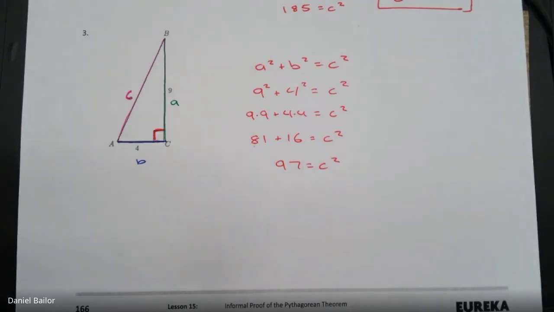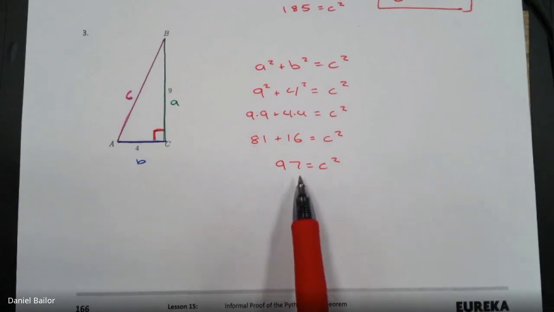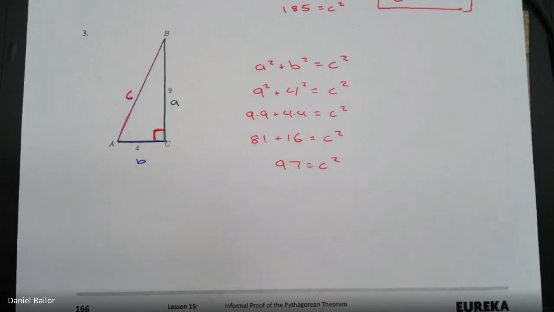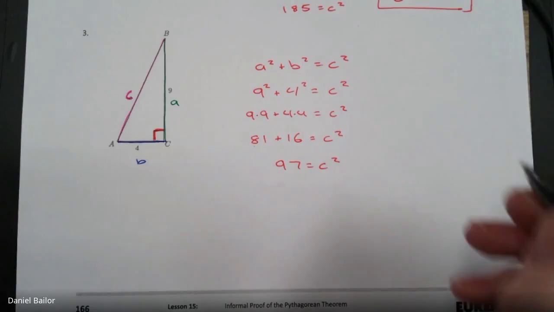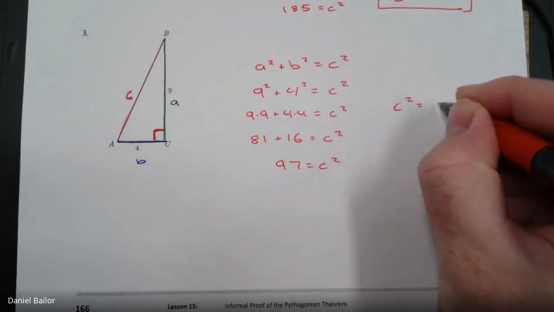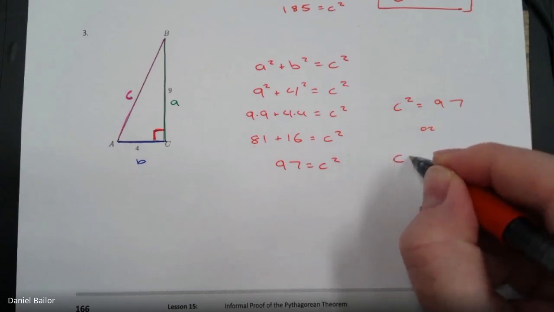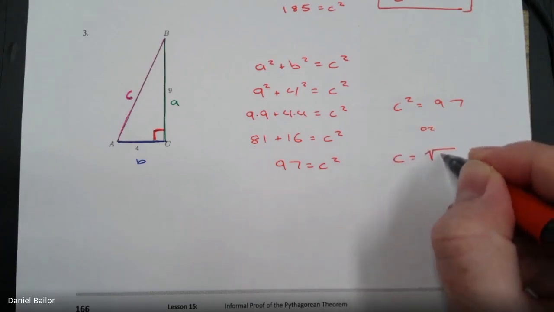Well, let's think. 9 times 9 is 81, and 10 times 10 is 100. 97 is bigger than 81 and smaller than 100, so it's not going to be perfect. So it's going to be 9 point something is going to be the answer. But we're not going to worry about that today. You can just write C squared equals 97, or if you want to be fancy, you can write C is the square root of 97.